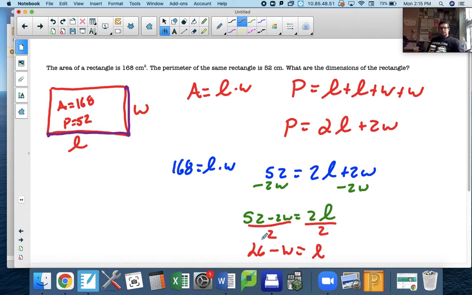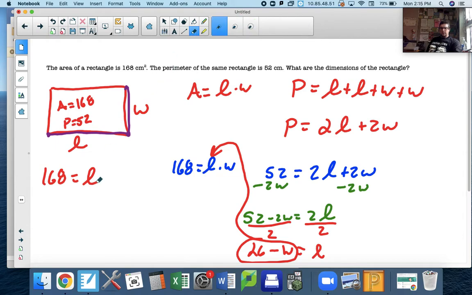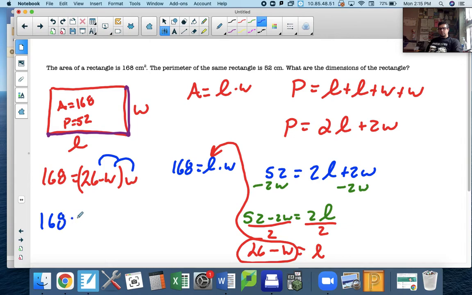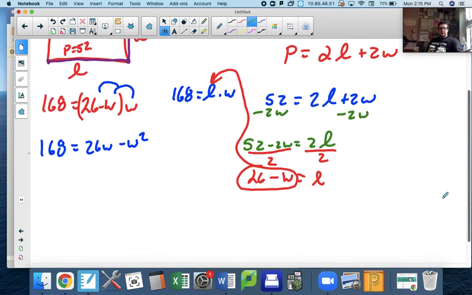From there, we're going to substitute it in. 168 equals L. Nope, not L. Sorry, L gets replaced. 26 minus W times W. Can't solve anything when it's written like this, so we're going to distribute the W. And then we're going to get it to equal 0. Easiest way is just to subtract 168.